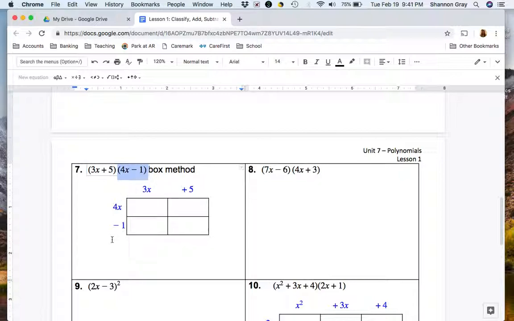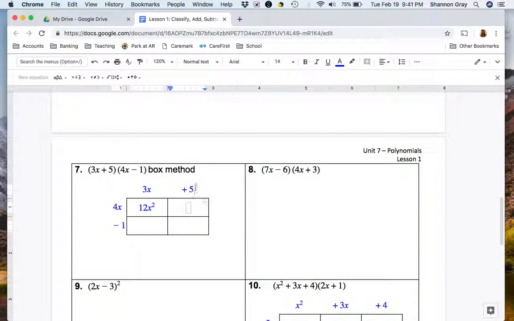So I've got my length and my width, and I want to find the area of this rectangle, which is really just length times width, so multiplication. I'm going to use these 4 small pieces of that big rectangle to do that. So this small box up here, this first rectangle, I have 3x times 4x. That's going to be 12x squared.